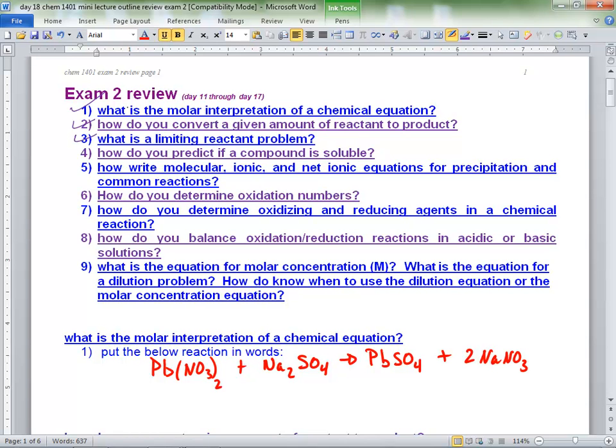How do you predict if a compound is soluble? What was the game plan for that? Oh, it's aqueous or it's a solid. There's a chart. Now, do I give you that chart? Yes. You just have to know how to use it. The chart is called solubility rules. Right? And I give it to you. You just have to know how to use it. Okay, that's how you predict.